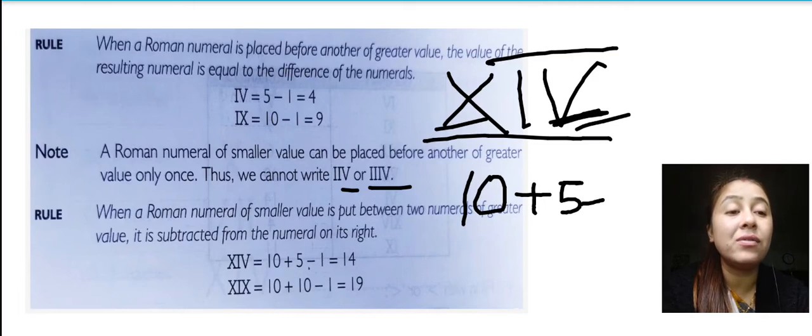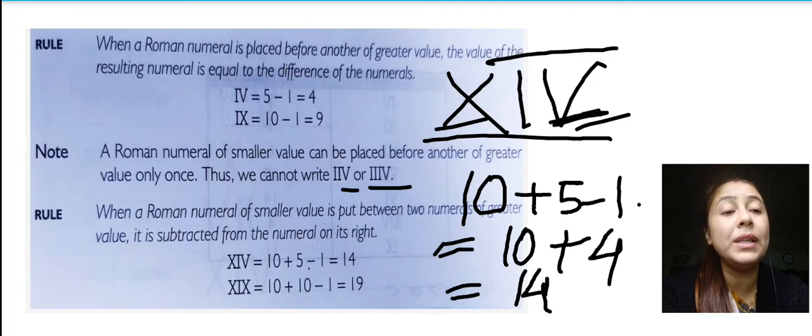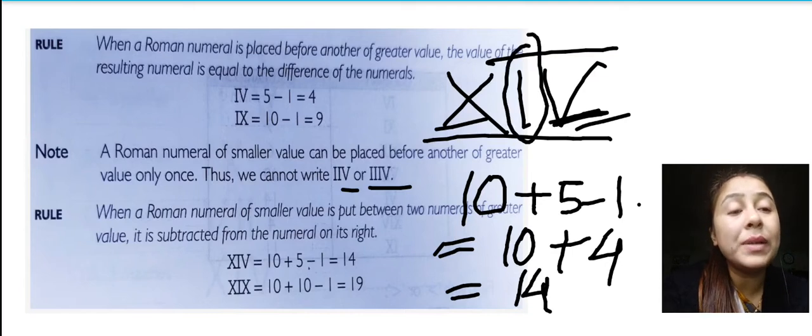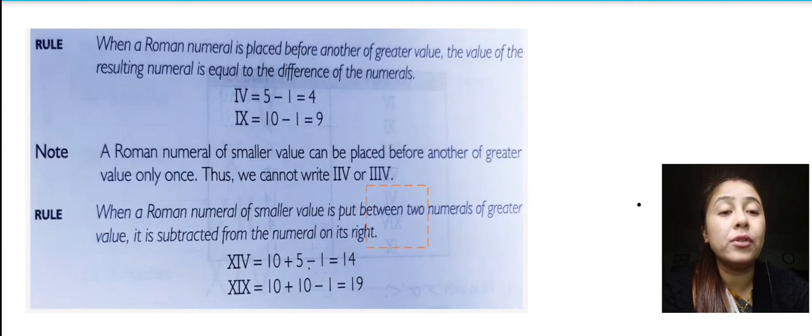Okay, V is 5 minus 1, so 10 plus 4 equals 14. In this way you have to subtract. If the smaller Roman numeral is placed between two greater values, you have to subtract it from the value on the right-hand side. Keep this in mind, children. So these are the rules of Roman numerals.